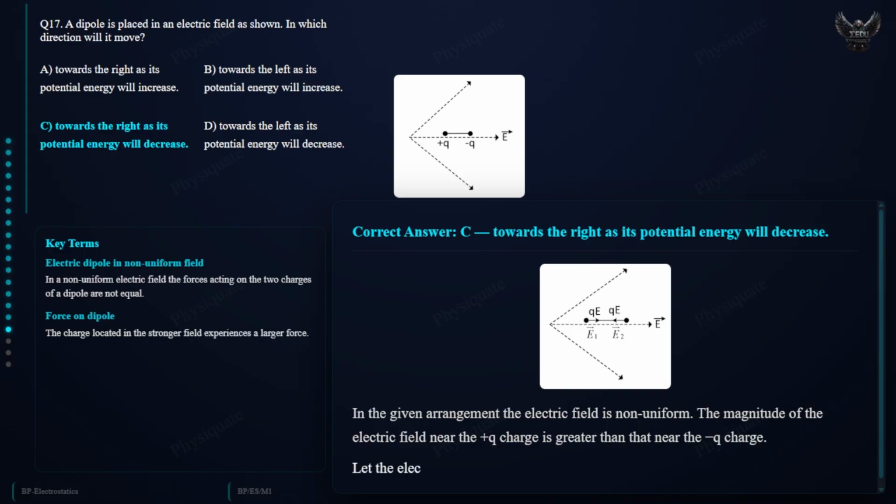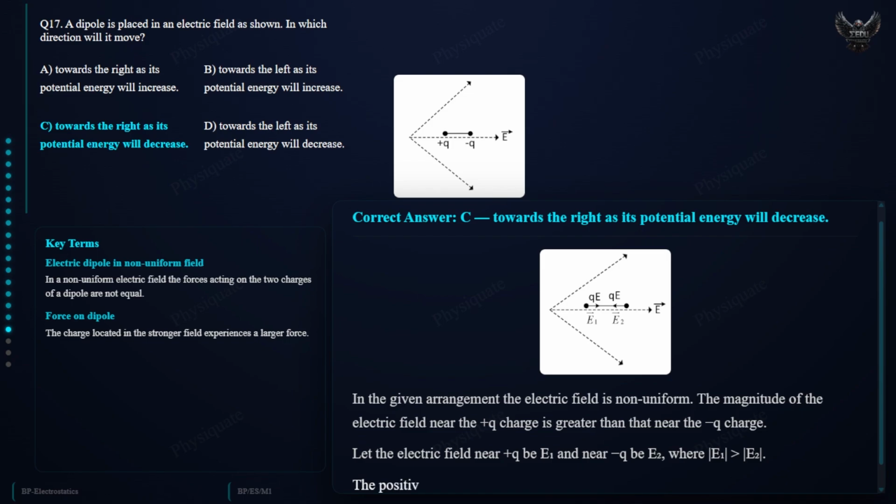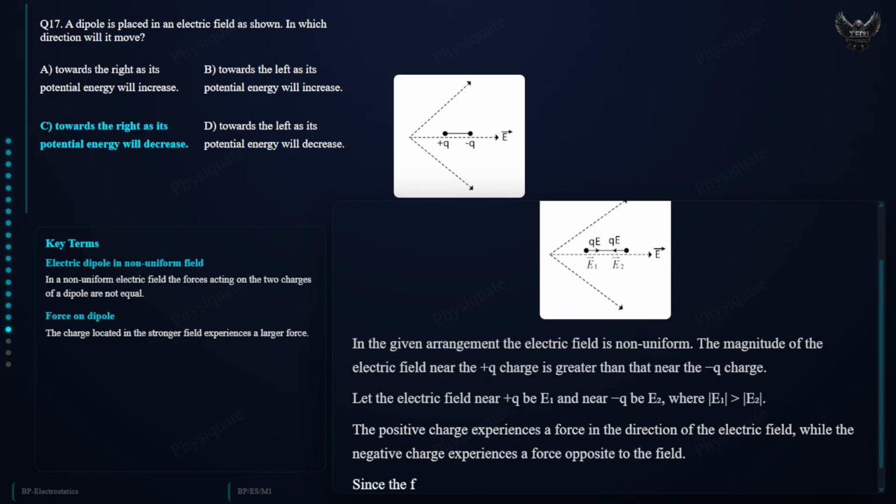Let the electric field near plus Q be E1 and near minus Q be E2, where E1 is greater than E2. The positive charge experiences a force in the direction of the electric field, while the negative charge experiences a force opposite to the field. Since the force on plus Q is larger, the resultant force on the dipole acts towards the right.